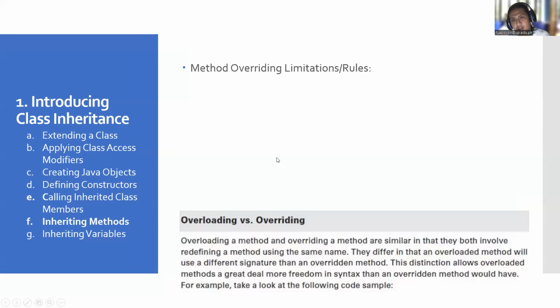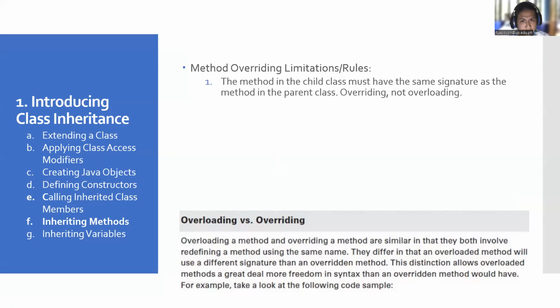Anyway, there are rules, or limitations, when you are doing your method overriding. The method in the child class must have the same signature as the method in the parent class. So this is overriding again, not overloading. That means the return type and the number of parameters in the child class should be the same as the method in the parent class. So same signature talaga siya. It's not defining a new method or overloading.